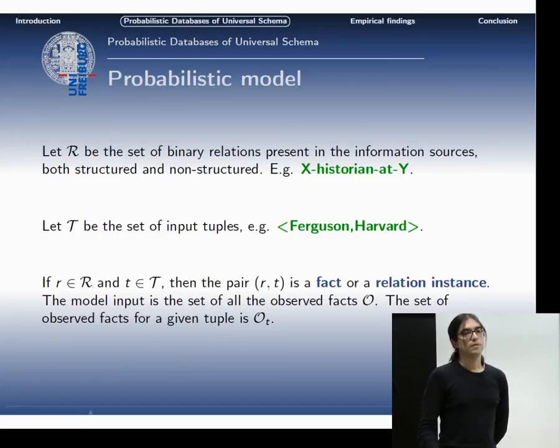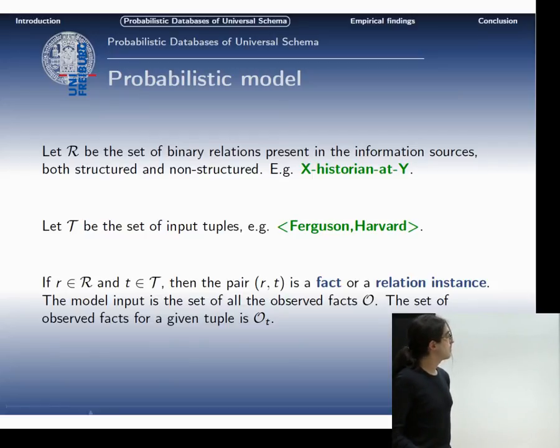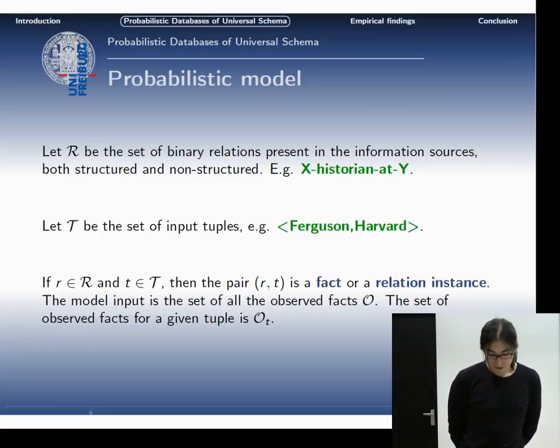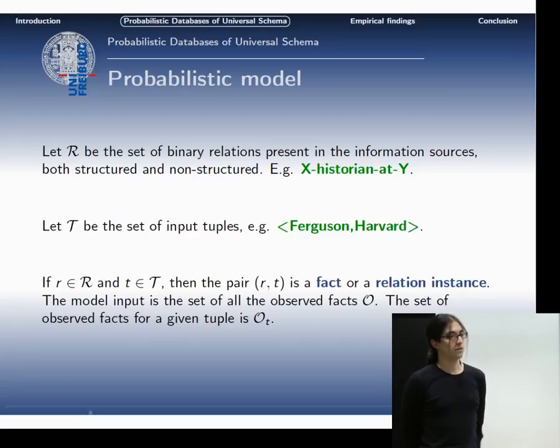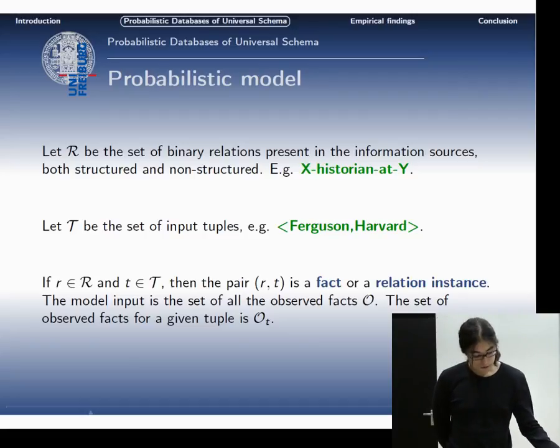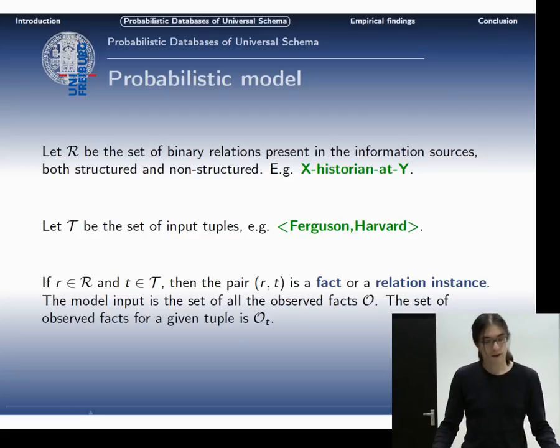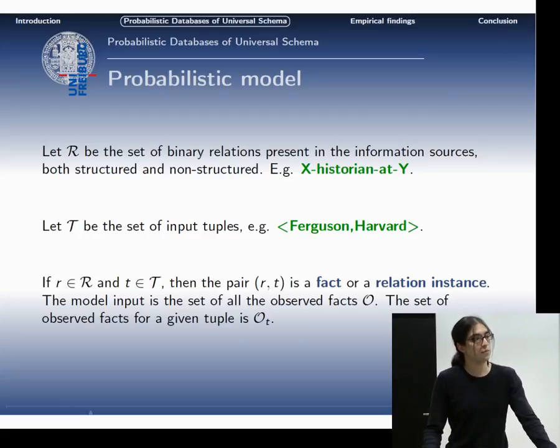Now we can construct the probabilistic model in more detail. We define the set of all binary relations to be this calligraphic R that we see here, for example, X historian at Y. We define T to be the set of input tuples, the input pairs of entities. And we define a pair of relation and tuple to be a relation instance or a fact. We are interested as an input to our model in the set of all observed facts, which we call O.